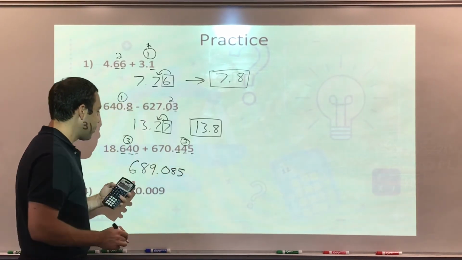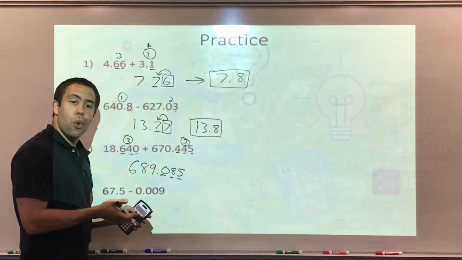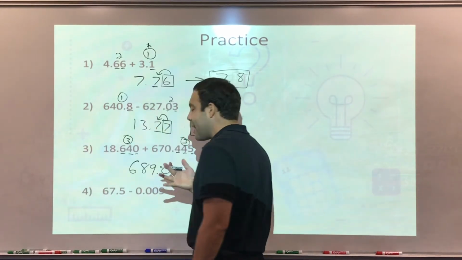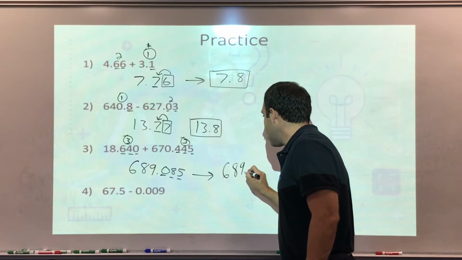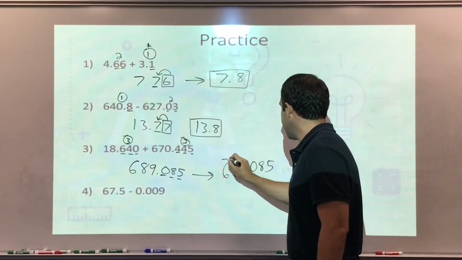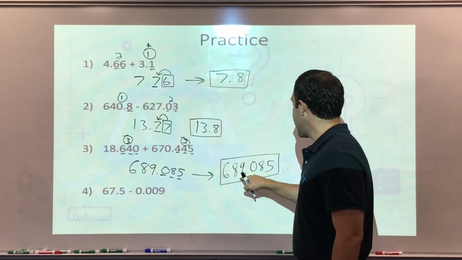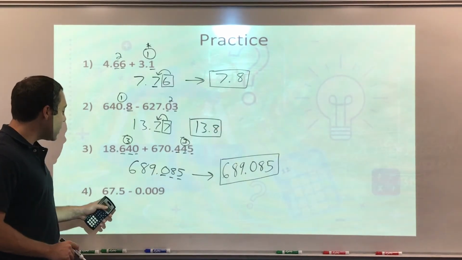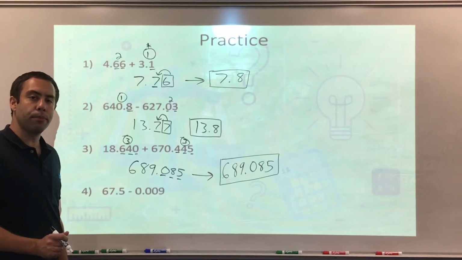We get 689.085. 3 decimal places, 3 decimal places. Our answer, of course, has 3 decimal places, so we don't have to do anything to it. And that sometimes will happen. The number comes out, and it is already rounded to the appropriate number of significant figures. Our final answer, 689.085.